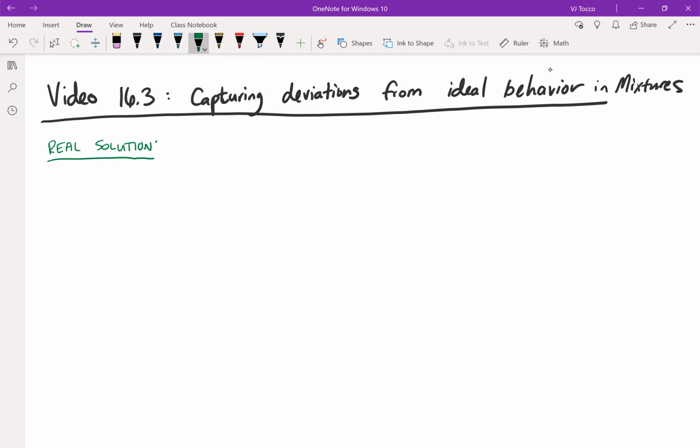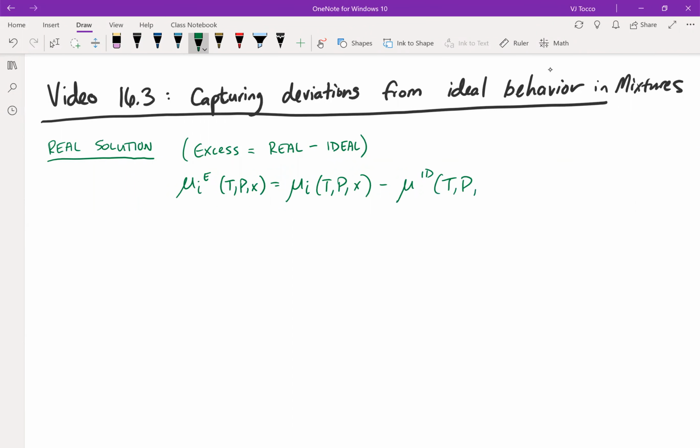And to capture the deviation, we're going to use the concept of an excess property. So remember, I defined this for, like, excess molar volume, for instance. Excess is equal to the real property minus the ideal property. So again, capturing deviations from ideal behavior. In this case, what we've got is the excess chemical potential, and this is going to be a function of T, p, and x. It is equal to the real chemical potential, that's just regular old mu_i(T, p, x), minus mu for the ideal case as a function of T, p, and x.